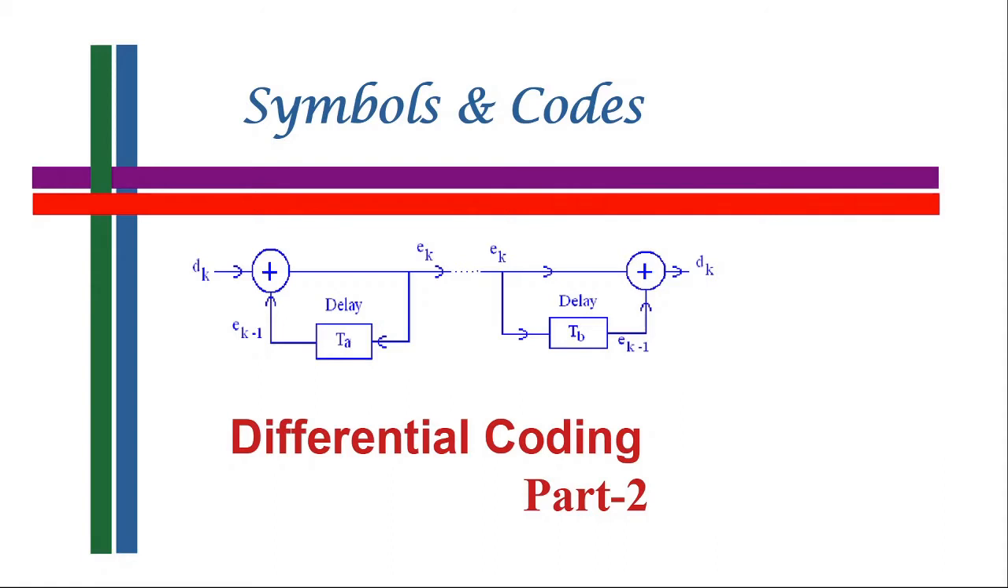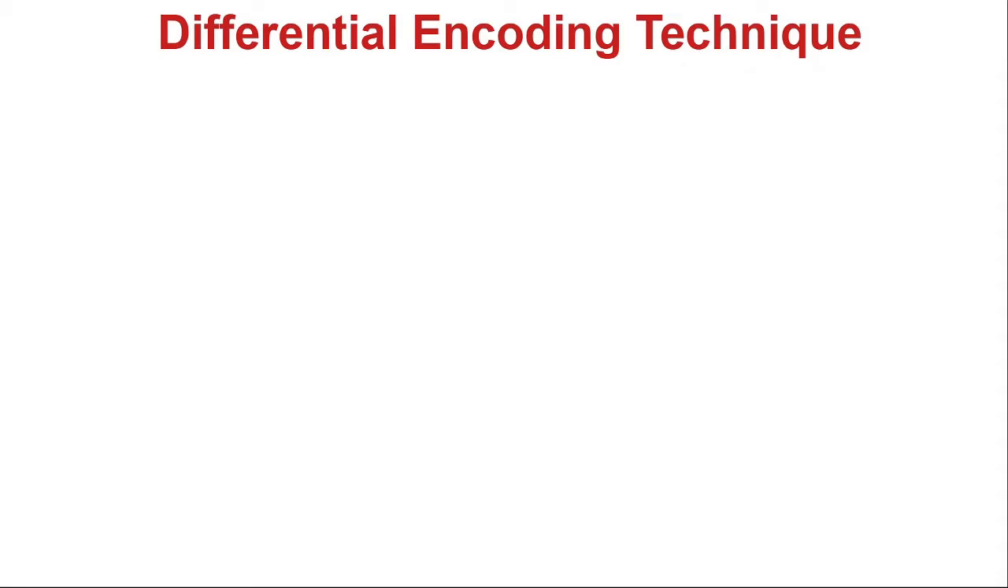Differential coding part 2. Now let us explain and see how we can achieve the correct bit pulse of information at the receiving end. The differential coding and decoding scheme has been discussed in part 1. In this part, we will discuss the encoding and decoding techniques in detail.